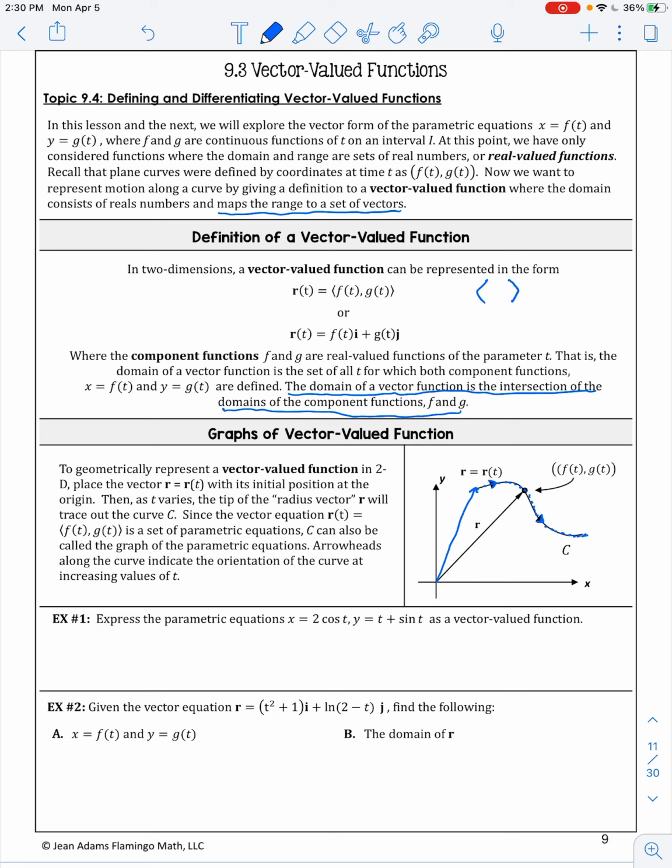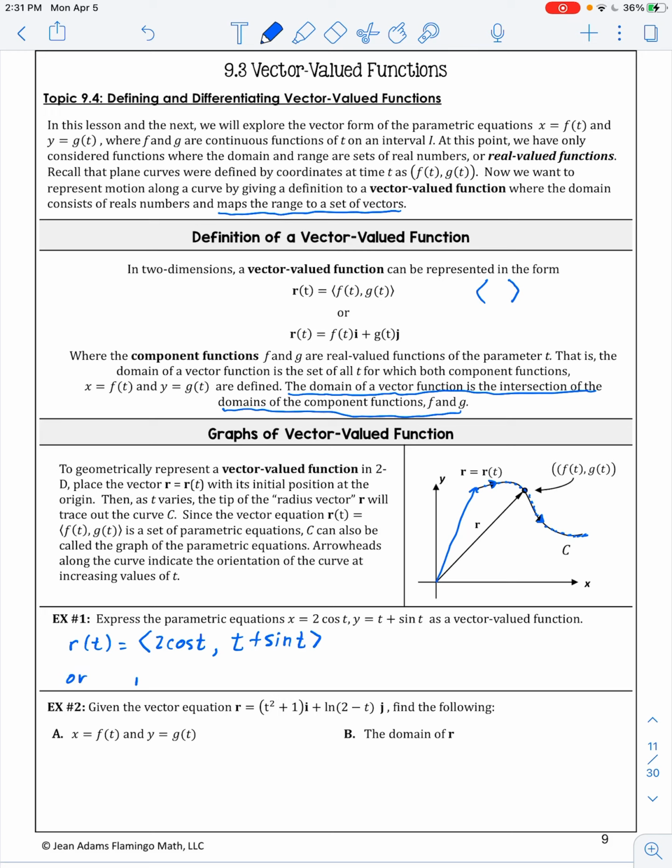So example number 1, express the parametric equations x equals 2 cosine t, y equals t plus sine t as a vector-valued function. And so there are 2 ways to represent it. One is in vector form. So we could say that r of t equals, and then we would represent the vector, and it would be the x value, 2 cosine t, comma, the y value, t plus sine t. And that is with those vectors.